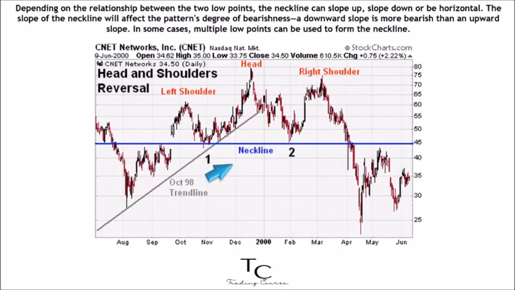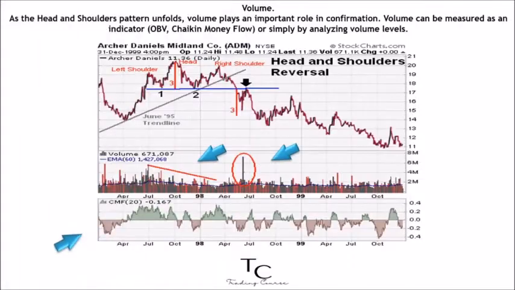Depending on the relationship between the 2 low points, the neckline can slope up, slope down, or be horizontal. The slope of the neckline will affect the pattern's degree of bearishness. A downward slope is more bearish than an upward slope. In some cases, multiple low points can be used to form the neckline.